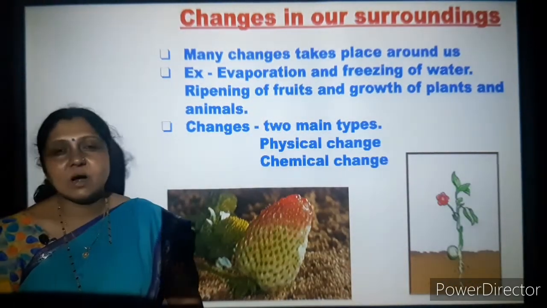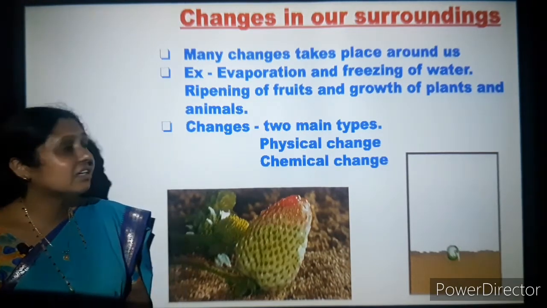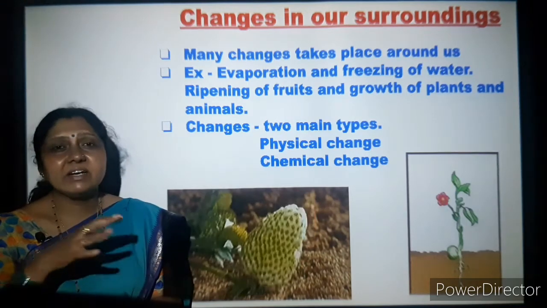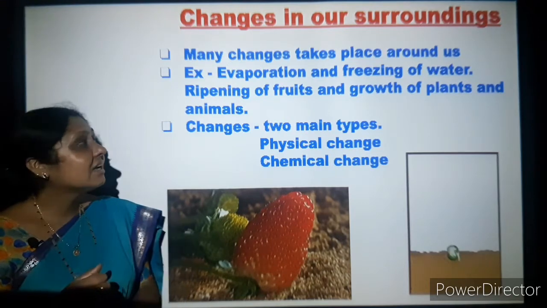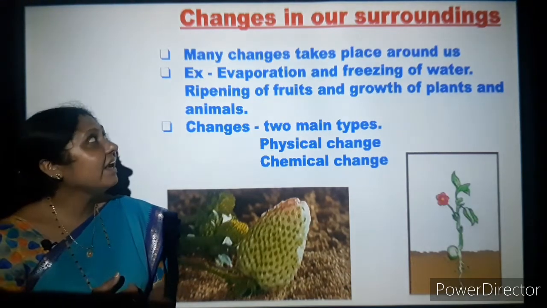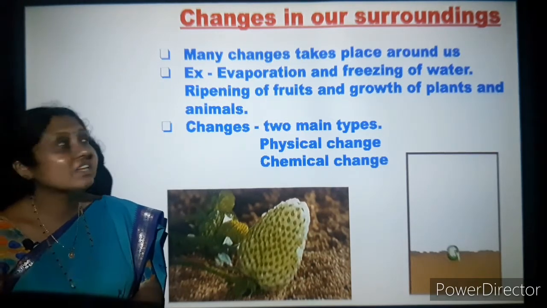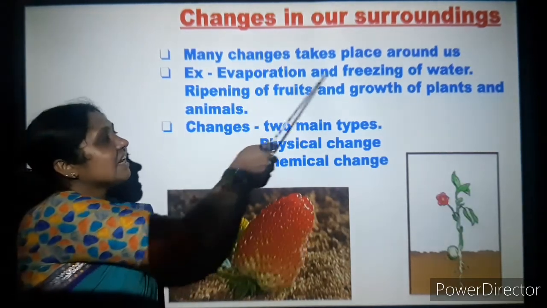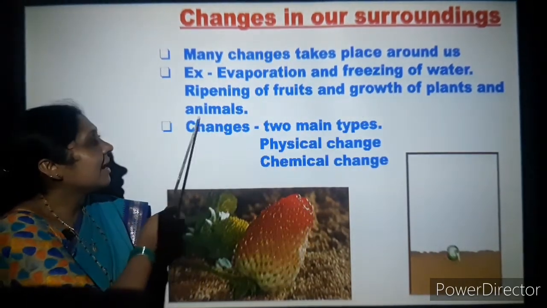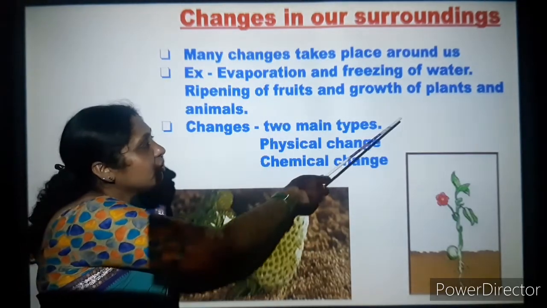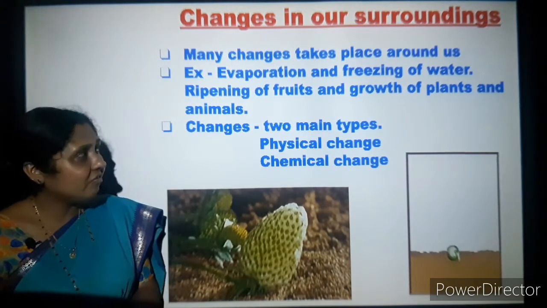Changes in our surroundings. Because of all these processes, the evaporation, the contraction, the melting, the freezing, all these processes have their effects on the surroundings also, the changes in our surroundings. Many changes take place around us: evaporation and freezing of water, ripening of fruits, and growth of plants and animals. So, all these are the changes that you see in the environment.